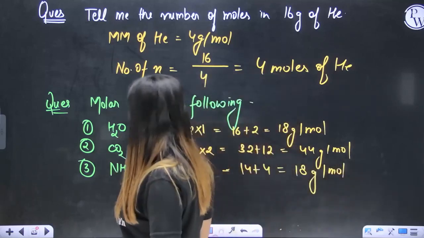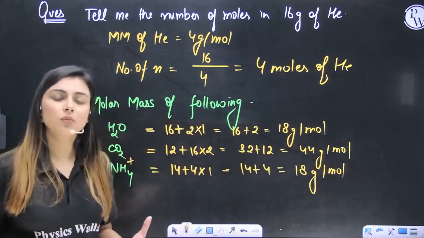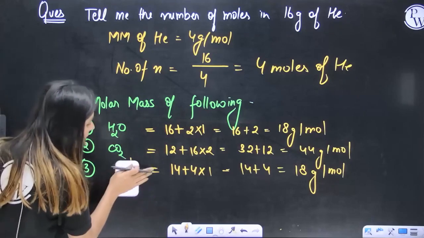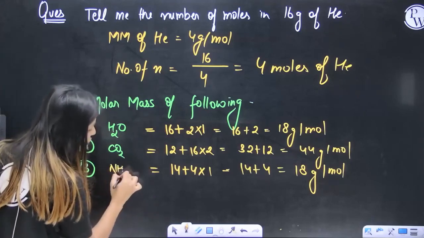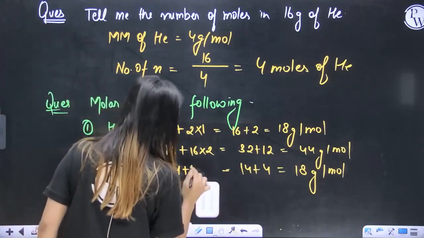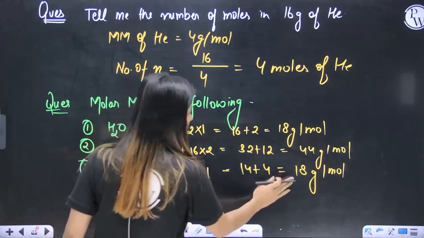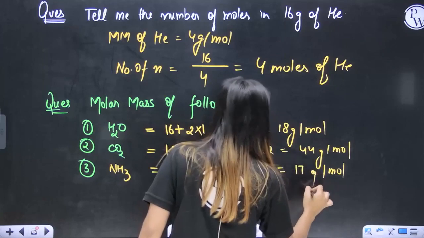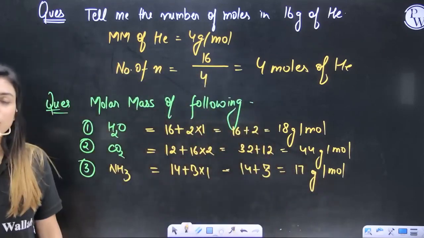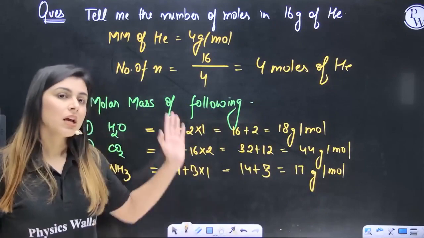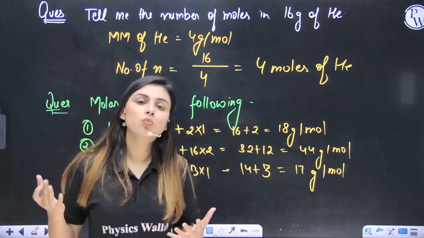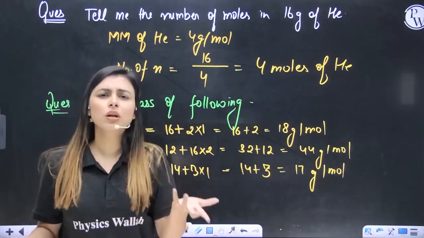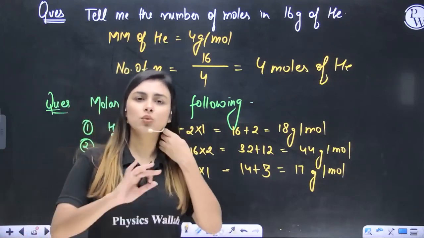So this is how you will calculate the molar masses of the following, right? Yes, it would be better if you write it as NH3, otherwise you will be confused. So write it as NH3, okay? This will be 3 into 1, which is 3, and this would be 17 grams per mole, okay? Perfect. So this is how you're going to calculate the molar masses of molecules. I hope you'll be very clear. We'll solve the questions and you'll understand everything.